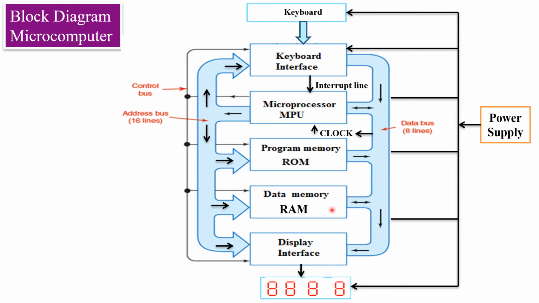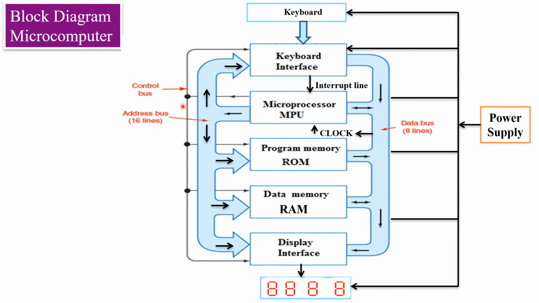Here the bidirectional arrow is shown and then the data goes to the display interface. It is temporarily stored and then it is displayed on the 7-segment display. Clear? These are the flow of data.